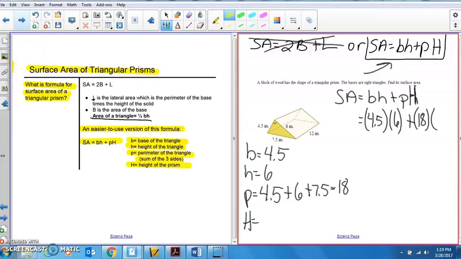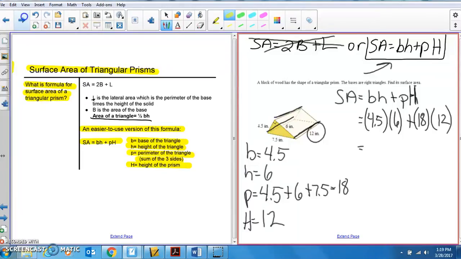So the height of the prism is what connects the two triangular bases, or two triangular sides. So it would be those two measurements plus that third measurement on the bottom west side, which, as you can see, is 12. So the height of this prism is 12. So I substitute that in for the uppercase H.